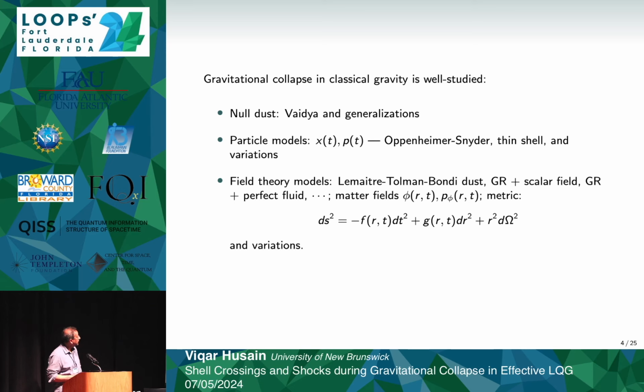And I want to separate that from the field theory models. And the field theory models are many. Again, I'm thinking spherical symmetry everywhere. So the field theory models are LTB, which you've heard a lot about recently, gravity with a scalar field, perfect fluids, et cetera, and typically there's a metric of this type and other variations of that metric with two functions in it.